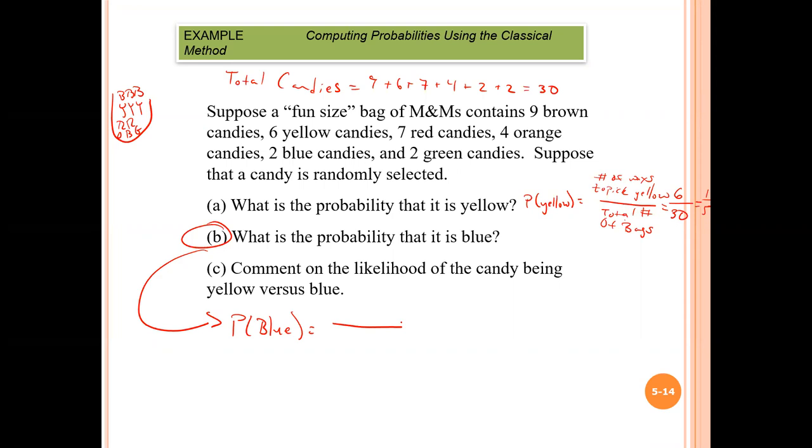All right, how many blue candies were there? Yep, how many total bags of candy? Yep. So this would just be 2 out of 30, okay, which would simplify to 1/15.